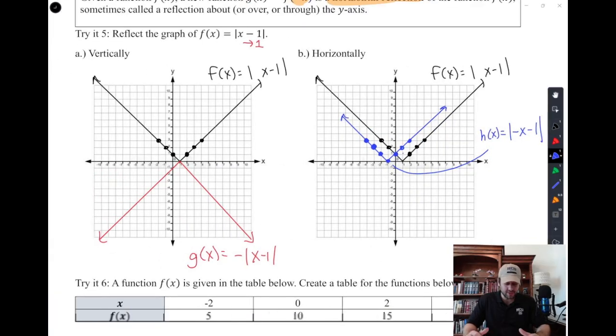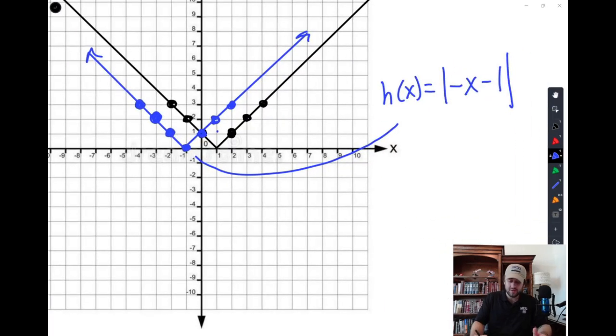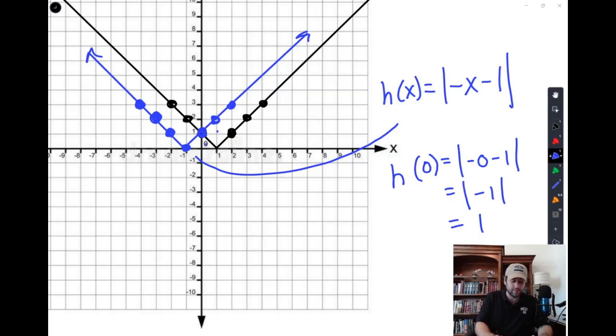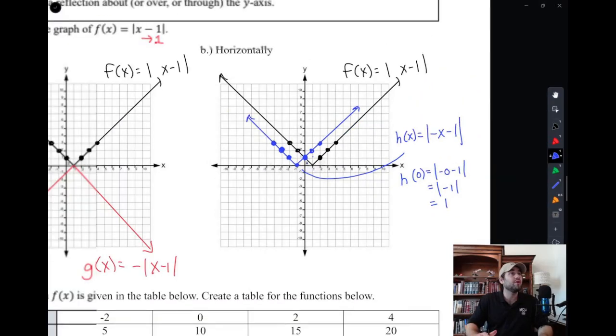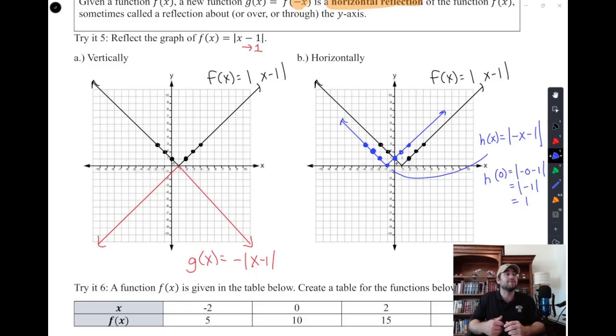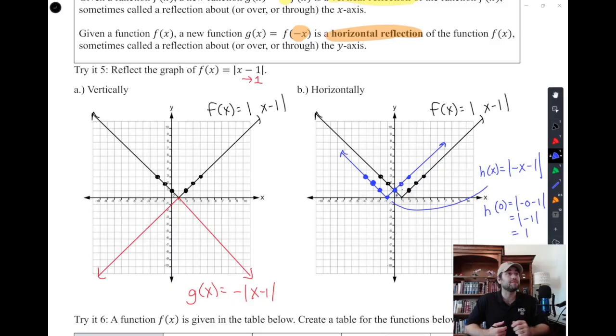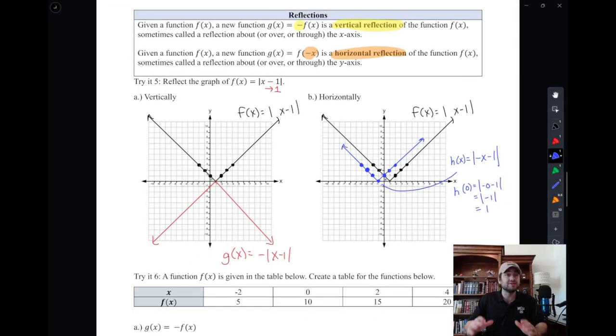Cool. And if you wanted to plug and chug a couple points to check, you could. You're not required to at this point, but like if we wanted to plug in, say, h of 0, that would be the absolute value of negative 0 minus 1, which would be the absolute value of negative 1, which would just be 1. And you can see the point 0, 1 on the blue graph. So if you wanted to, after trying this, plug and chug some points and see if it works. So that's reflections, horizontal and vertical reflections. The negative goes on the outside for the vertical and on the inside for the horizontal, just like the shifts.